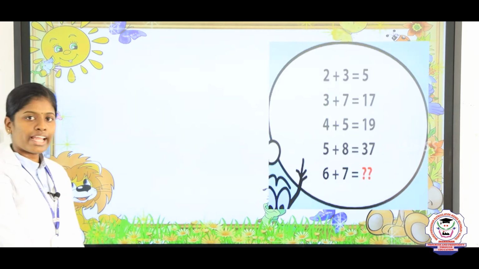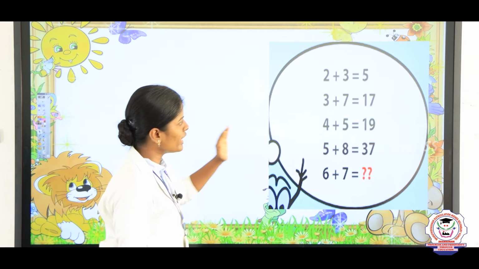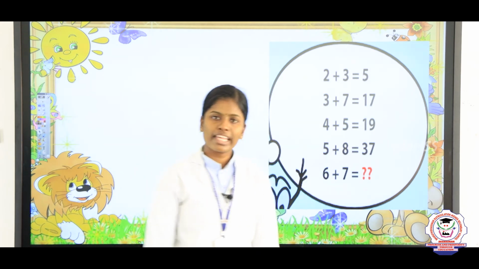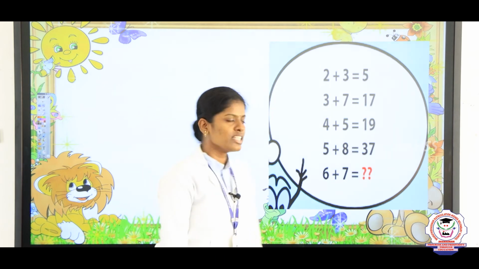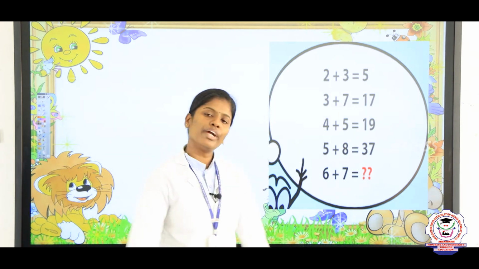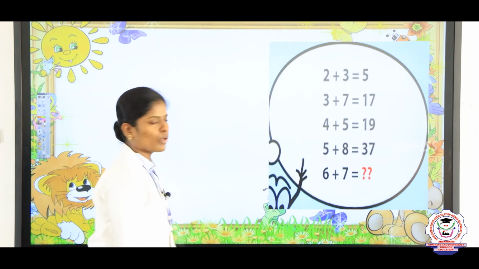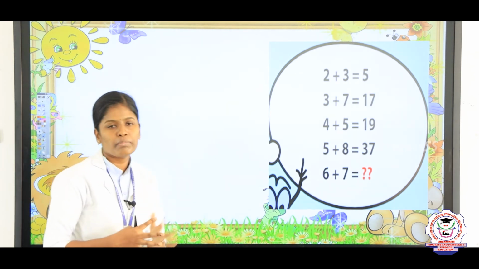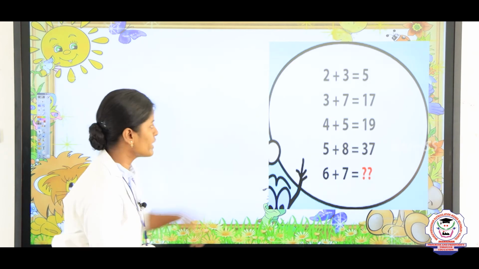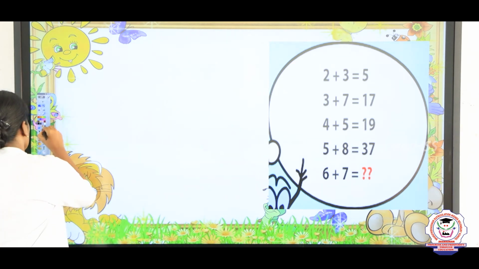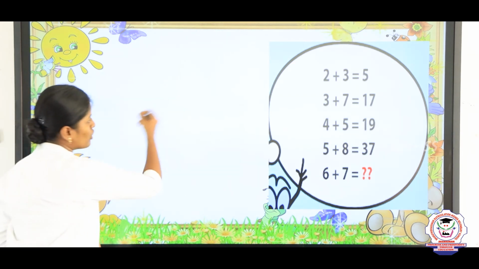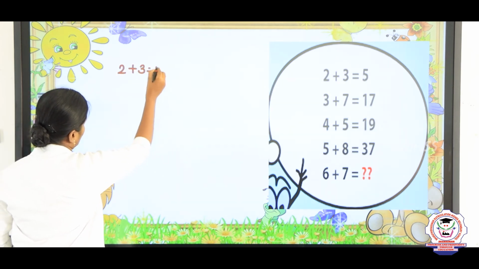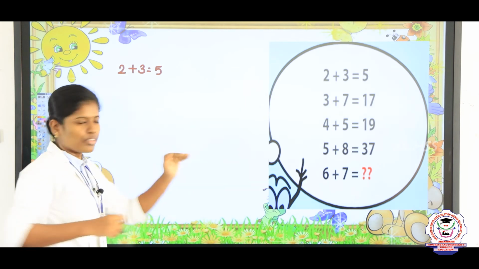So listen children, in this puzzle we have 2 plus 3 equal to 5, 3 plus 7 equal to 17, 4 plus 5 equal to 19, 5 plus 8 equal to 37, and finally we are going to find 6 plus 7 equal to what. So in this sequence the second number should be multiplied by the natural numbers. For example, the first one, we have 2 plus 3 equal to 5.